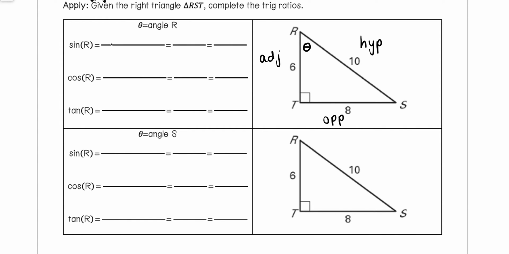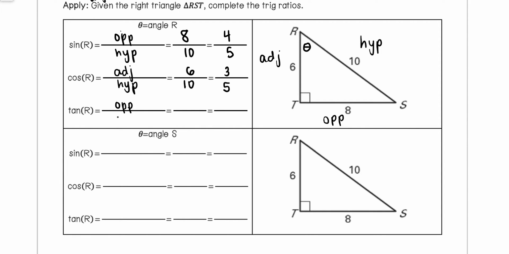So now it's labeled, and we're going to complete our sine, cosine, and tangent of the angle R. The sine of R, remember, is opposite over hypotenuse. Our opposite side length was 8, and our hypotenuse length was 10. We'll simplify this, and it becomes 4/5. The cosine of angle R is the CAH part of SOHCAHTOA, so that is your adjacent over hypotenuse. The adjacent side was 6, and the hypotenuse was 10. Simplified, it becomes 3/5.